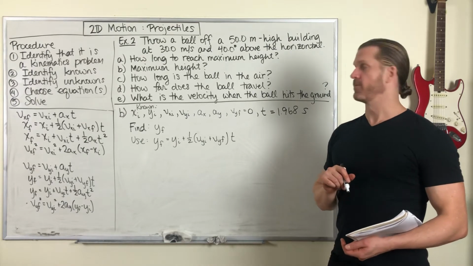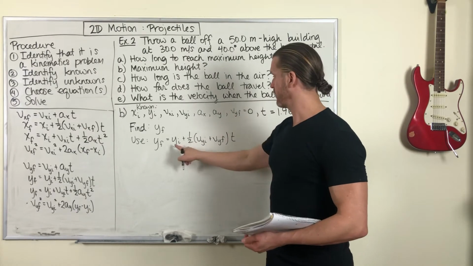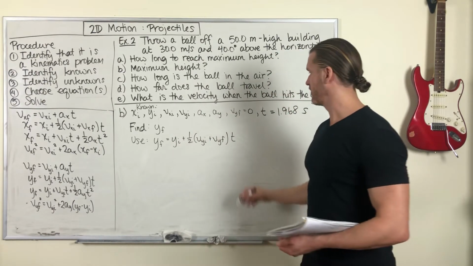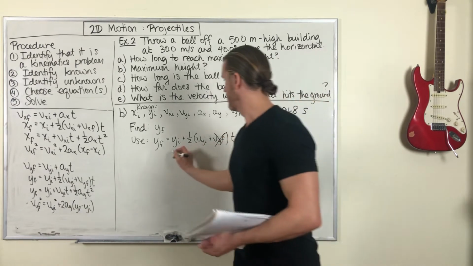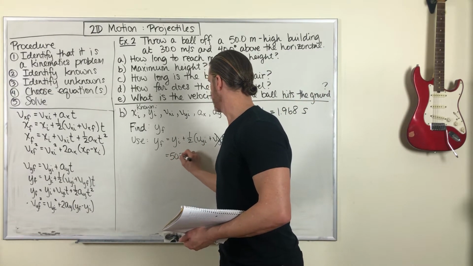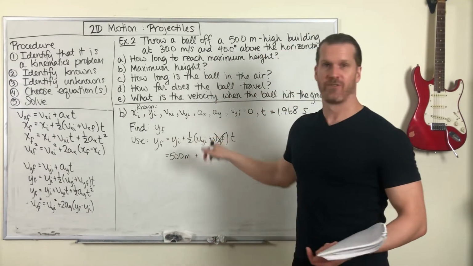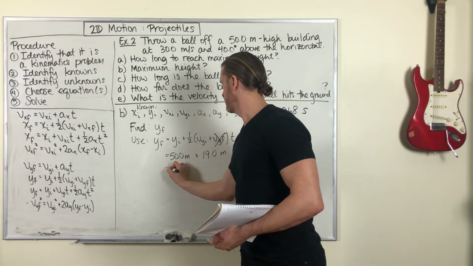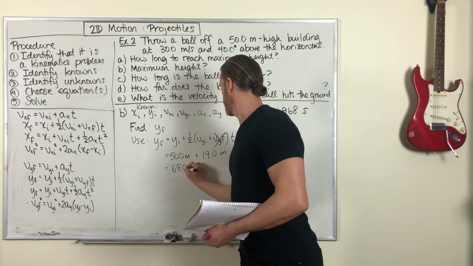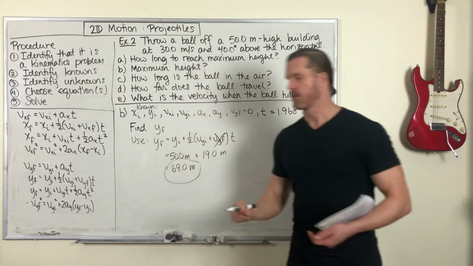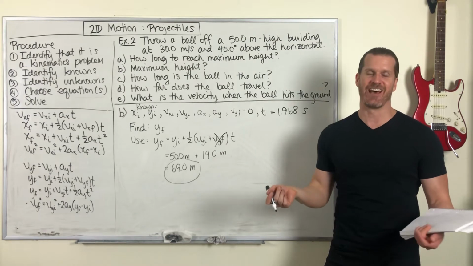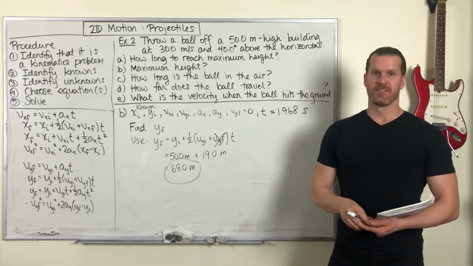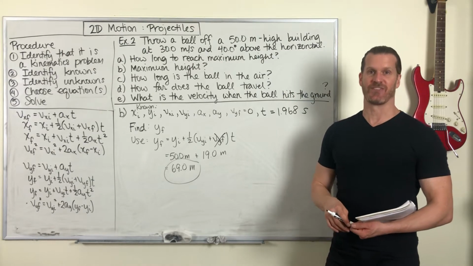Now this time we get a different result, because when we did this example the first time, y initial was 0, ground level, but now y initial is 50 meters. Y final is still 0. So we have 50 meters plus the result from last time, which was 19 meters. So the fact that you're on a building just means you add the height of the building to the maximum height of that projectile. That kind of makes intuitive sense, I think.